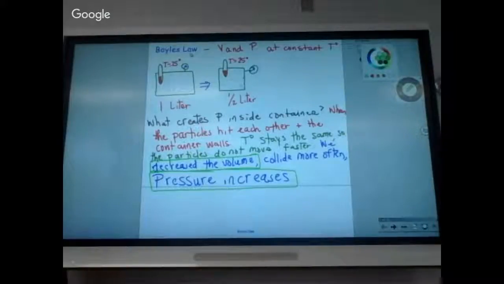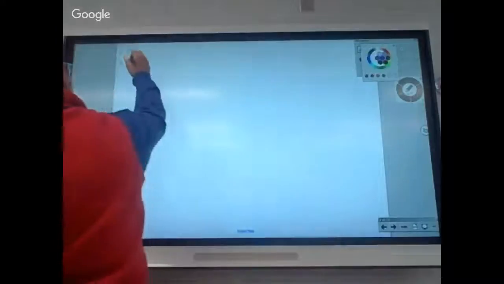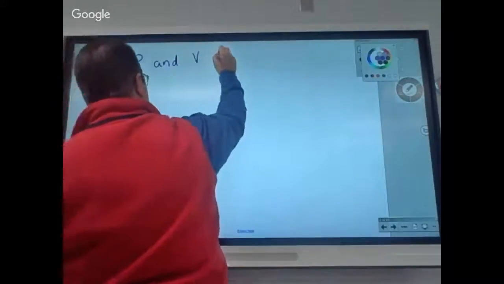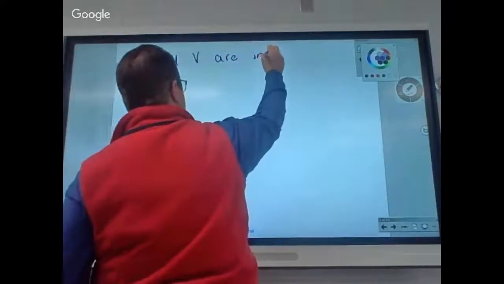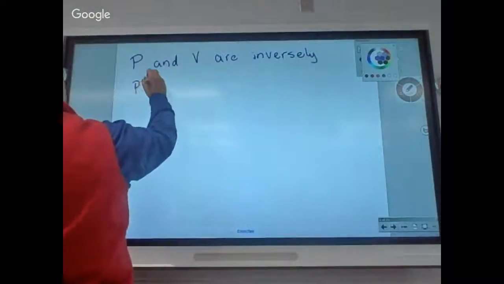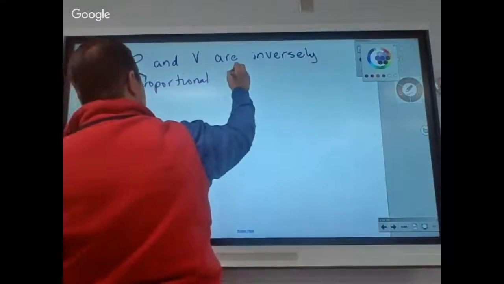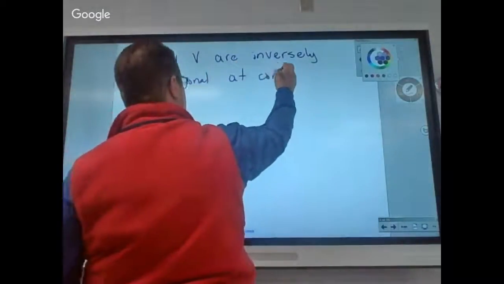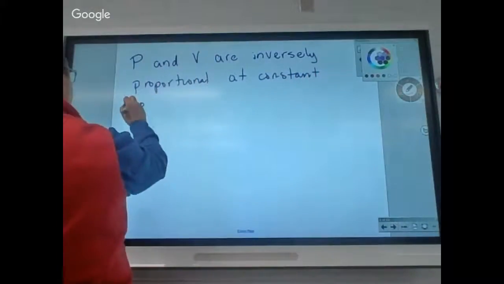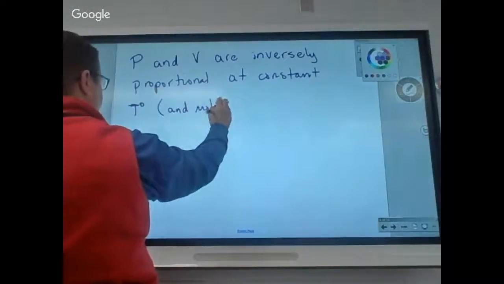Everybody got it? All right, so how do we write Boyle's law? Pressure and volume are inversely proportional at constant temperature. Now, in parentheses, I'm going to write and moles.